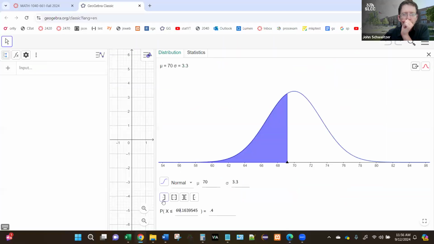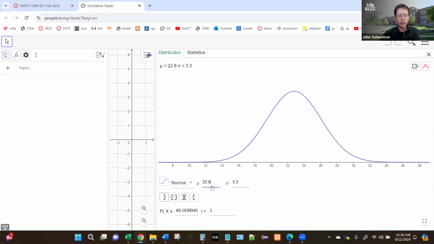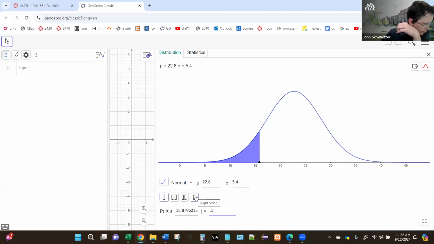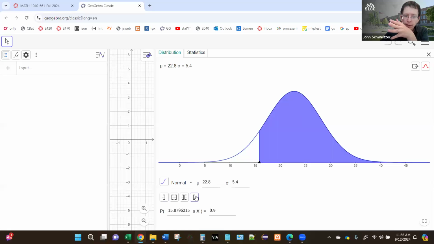So we have less than, and we need to change the mean and the standard deviation. So this is 22.8, 5.4. Then we're going to go less than. We want that area to be 0.1, right? So, sorry, hold on. We want 10% more than, my mistake. Sorry for messing that up. We want 10% more than, right? So we get 29.72, as Brock said.